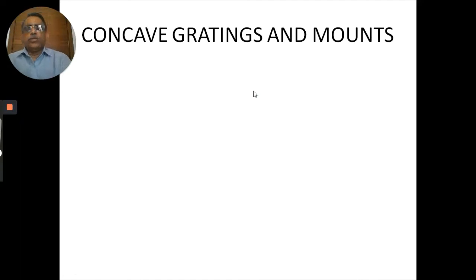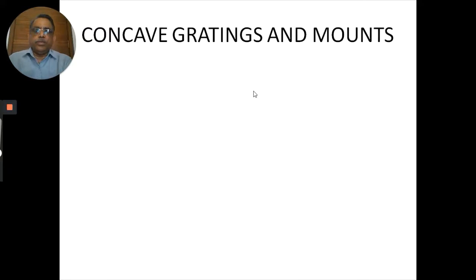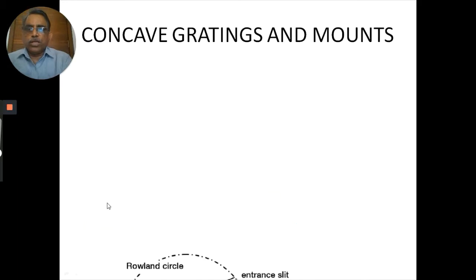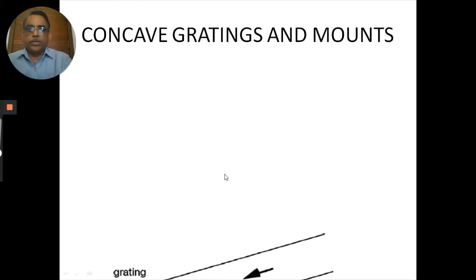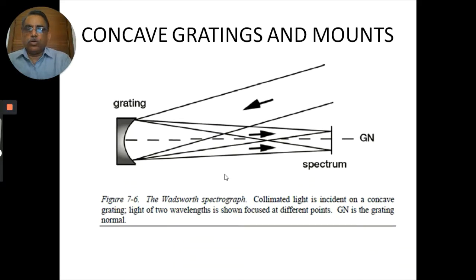So far we were talking about plane surface gratings. You can also have gratings made out of concave surfaces. So they are called concave gratings. You can also mount them on monochromators. The first mount was called the Rowland circle monochromator. So that was the one that they used, Rowland circle.